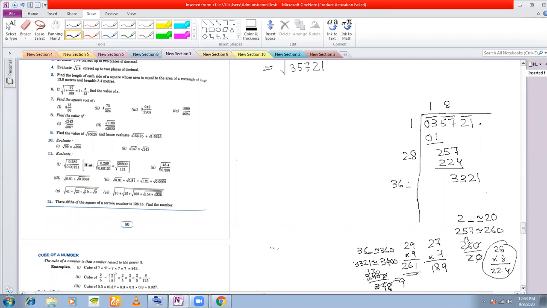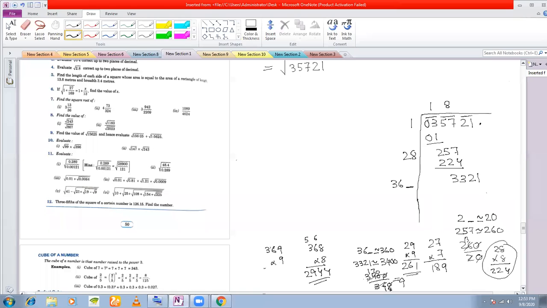So we try with 8 and 9. Okay, here we try with the digits 8 and 9. So let's see what happens. So we have 368 into 8. 8 into 8 is 64. 48, 48 plus 6 is 54. And 24 plus 5 is 29. 2944. Less than 3321. But still I'm not satisfied. I will try with 9 also.